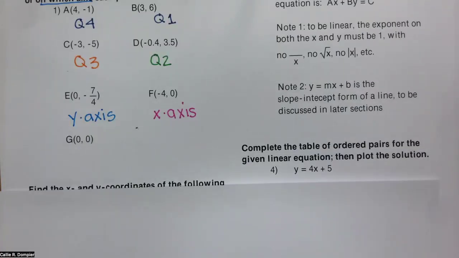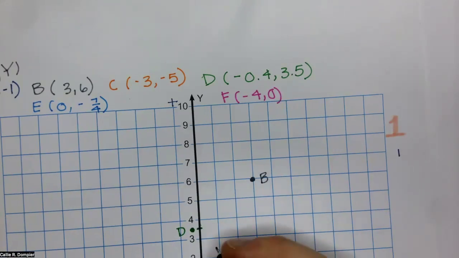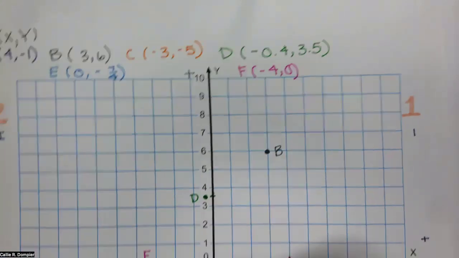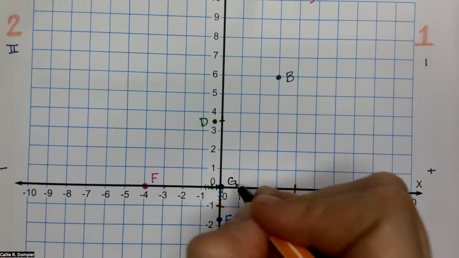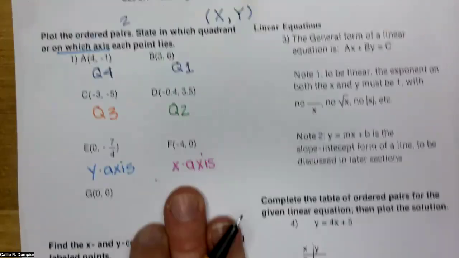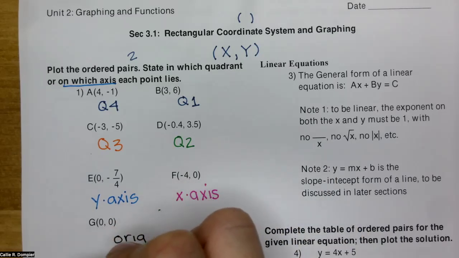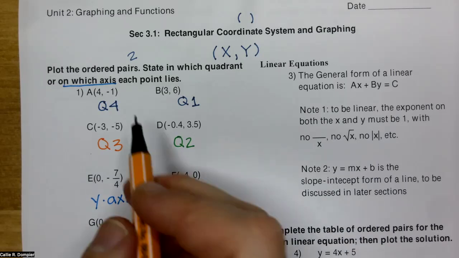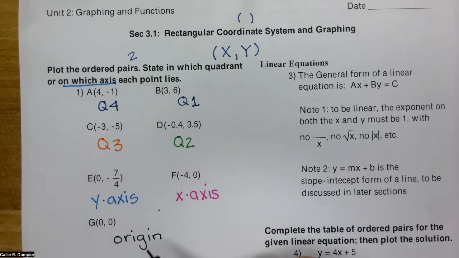Our last one is just the point G, 0, 0. 0, 0 is at the origin. So you could say it's on the x-axis, you could say it's on the y-axis, but really it's at the origin. The origin is where the x-axis and the y-axis meet. And again, if you put any of these ordered pairs that I'm just calling points into Desmos, it will tell you where it is.